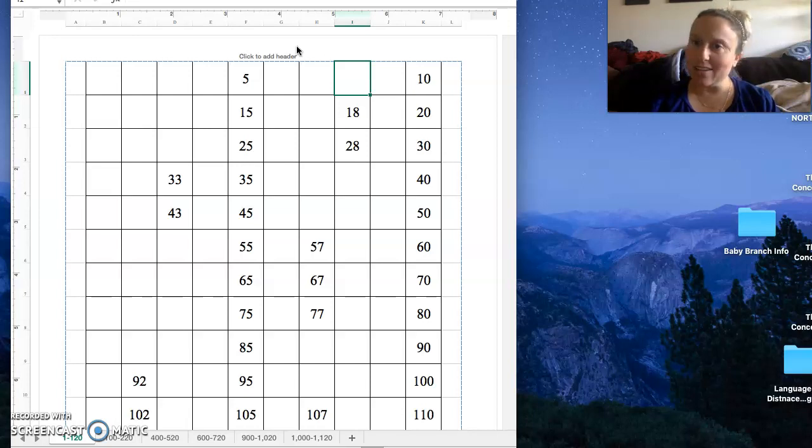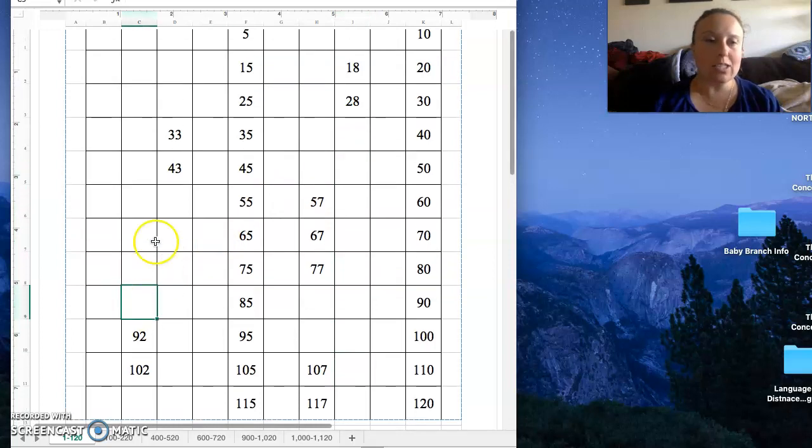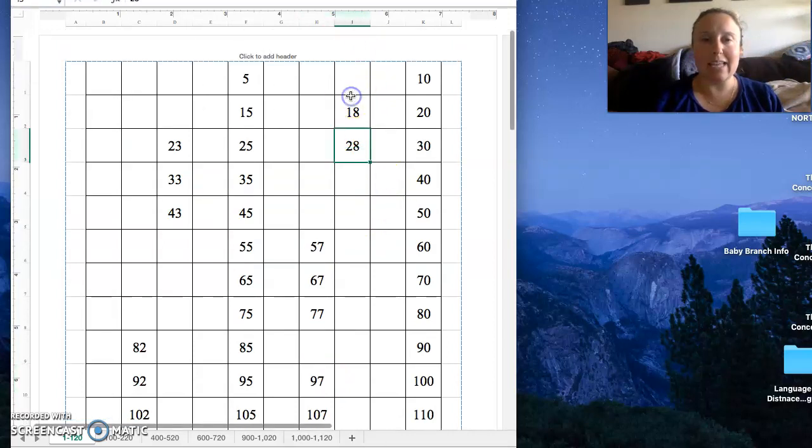Are you back again? Oh my gosh, you're just a glutton for more math. Okay, so let's fill in those answers, and that way we can check our work. So let's go to 33. 10 less is 23. 10 less than 92, 82. 10 less than 107, 97. 10 less than 18 is 8.